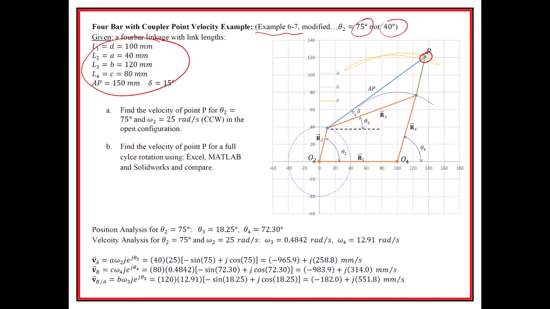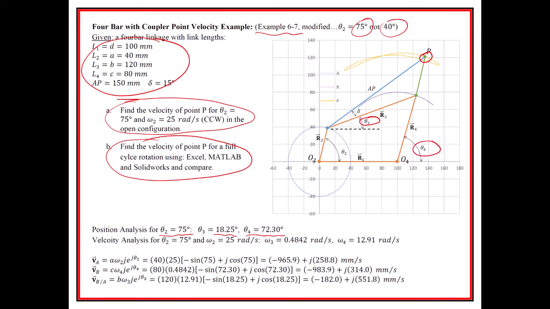I made a video previously where we modified a position analysis and turned it into a velocity analysis with a point here on the end. So the first part of this is we want to find the velocity of this point P when we're at that 75 degrees and 25 radians per second as our crank velocity. And then we want to use Excel, MATLAB, and SolidWorks to compare. So from position analysis, we get this 18.25 degrees for theta 3. And we also get what theta 4 is, but we're not going to need it.